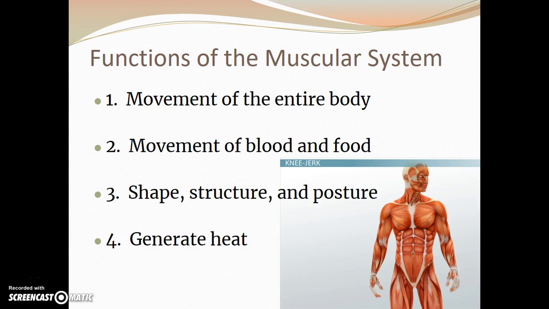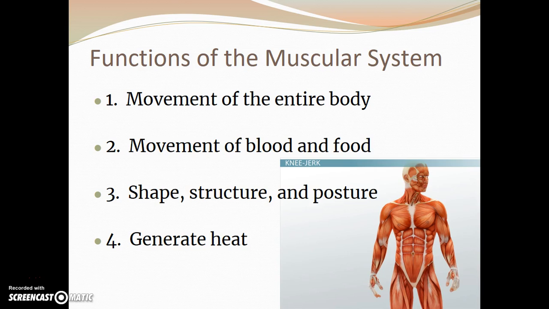In addition to just moving our body, we also have specialized muscles that help move our blood throughout our body. The food we eat gets moved into our stomach, and then also through our digestive system. In addition, muscles give our bodies shape and structure and help us hold our posture. Finally, our muscular system also helps us generate heat.